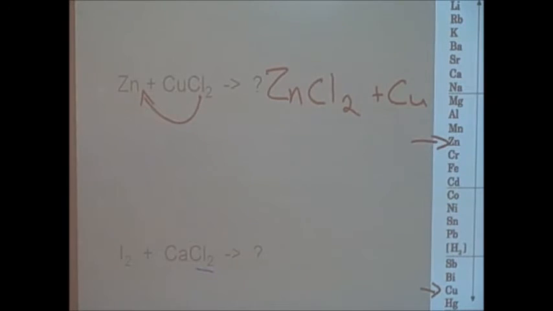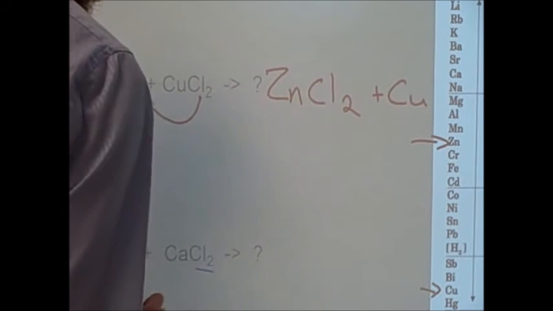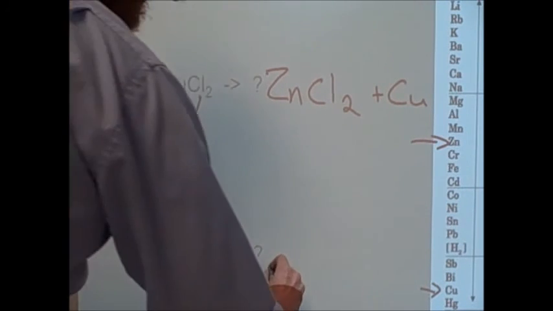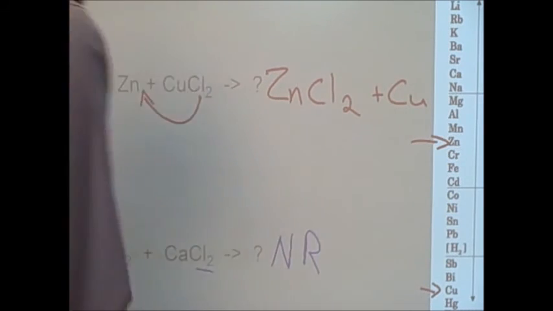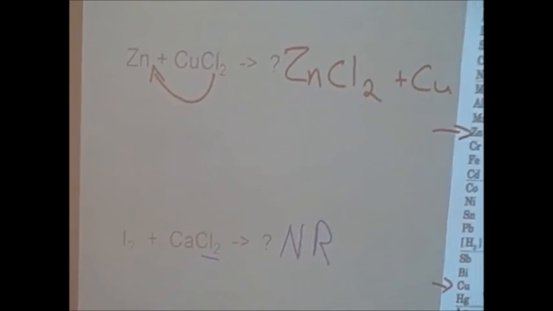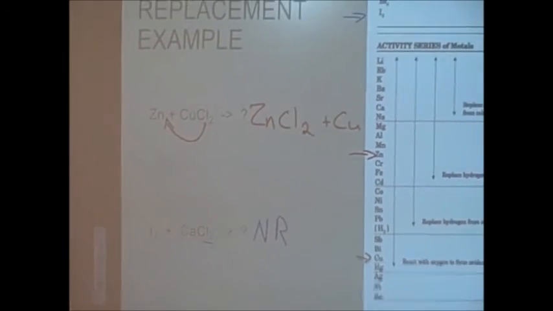Remember that chlorine is closer to fluorine than iodine. So chlorine's more reactive. Chlorine's sexier if you want. So there is no switch. There is no single replacement here. There is no reaction. We say no reaction by just writing a big NR. That is it. And this is single replacement and how you do it.